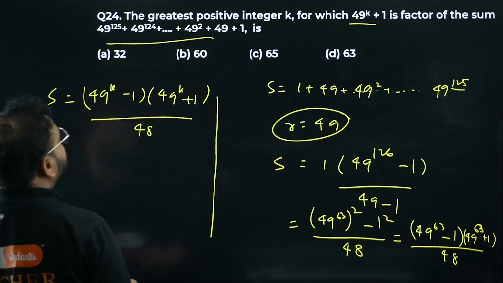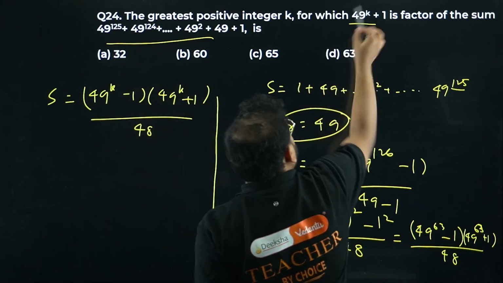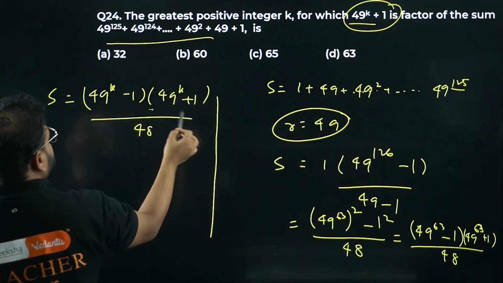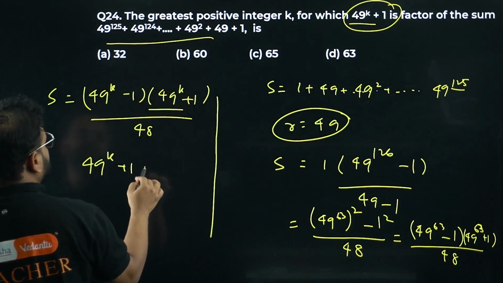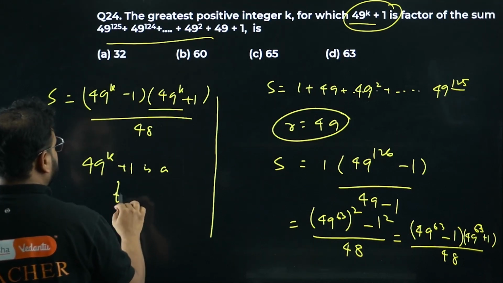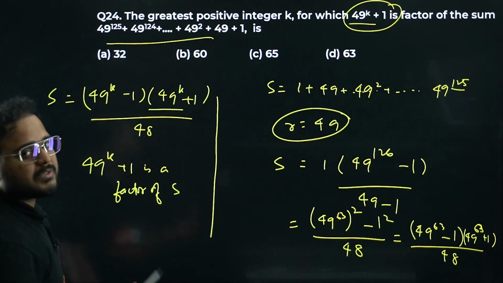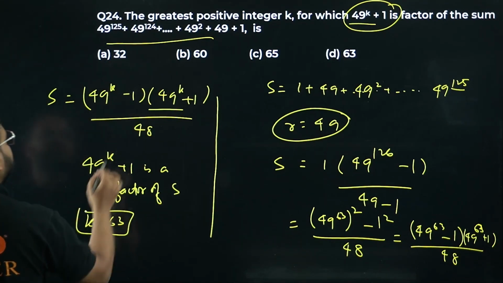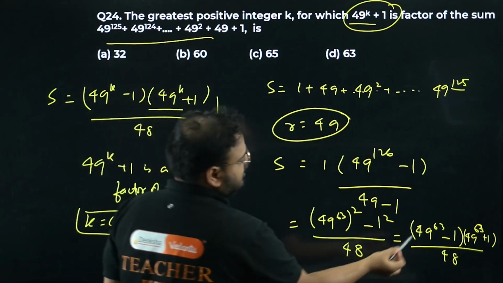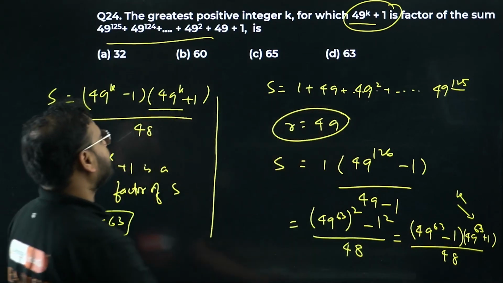So what was the question? The greatest positive integer k for which this value is a factor. Is this a factor, sir? Yes, I can say that 49 power k plus 1 is a factor of s. When is it possible? When the k value is actually 63. What is k? Please check here. 63. This is the k value, right? 63. Answer is option D.